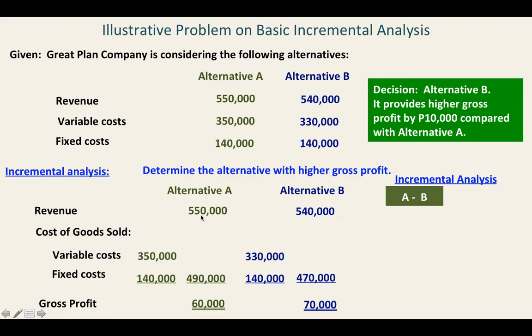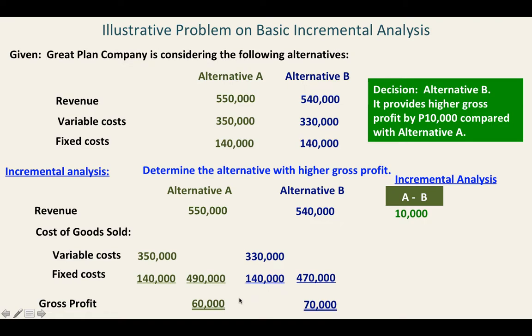A has 550,000 revenue and B has 540,000. So our comparison is that we will get the value of A and deduct the value of B. So in this case, 550,000 minus 540,000. There is a 10,000 difference. And we are saying here that in terms of revenue, alternative A has higher revenue.